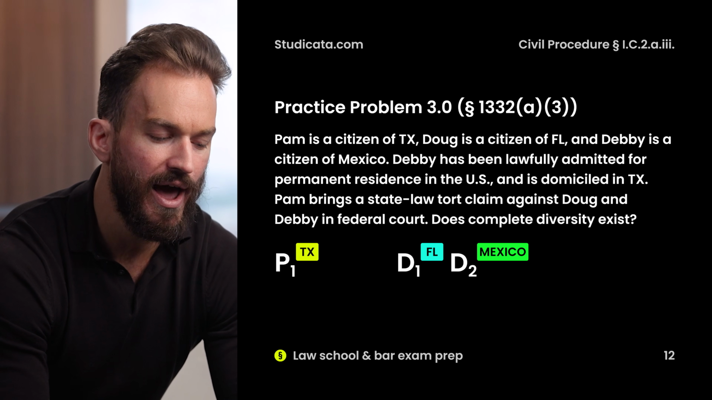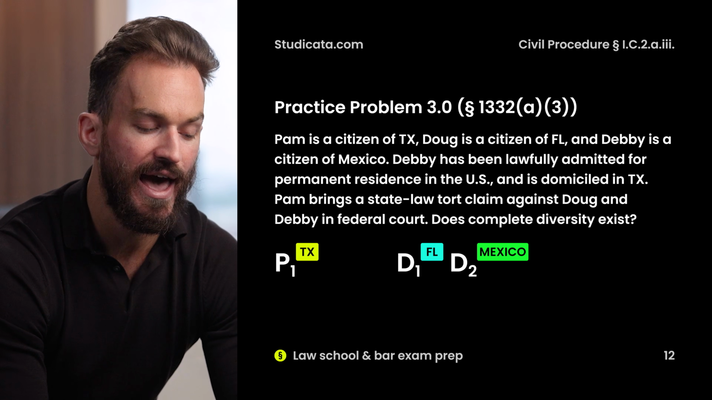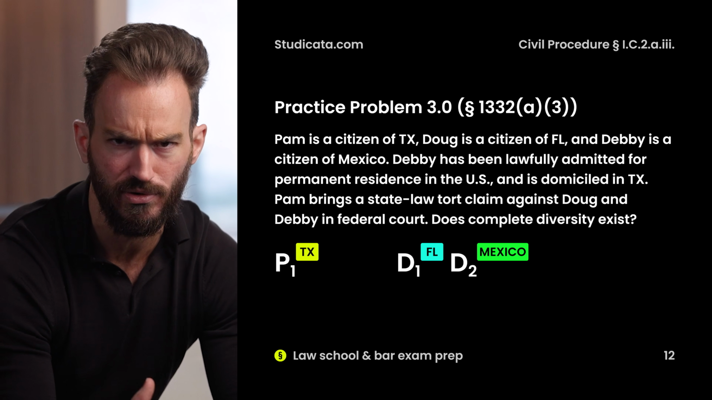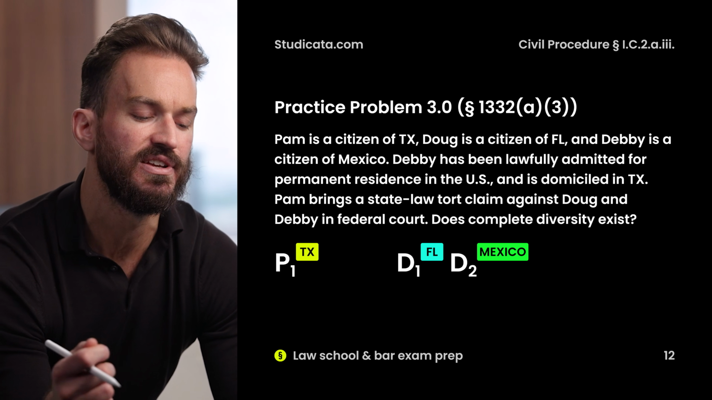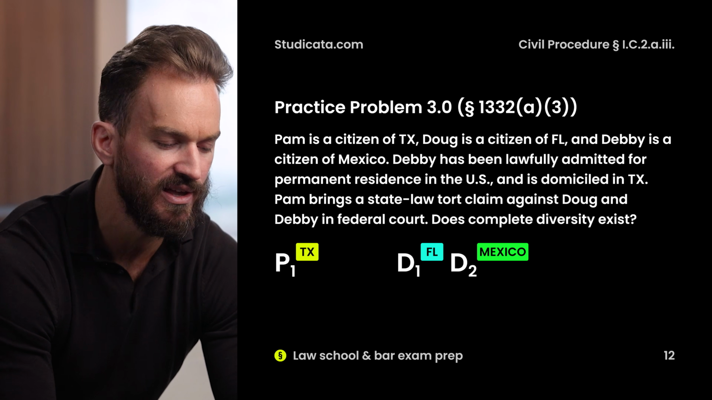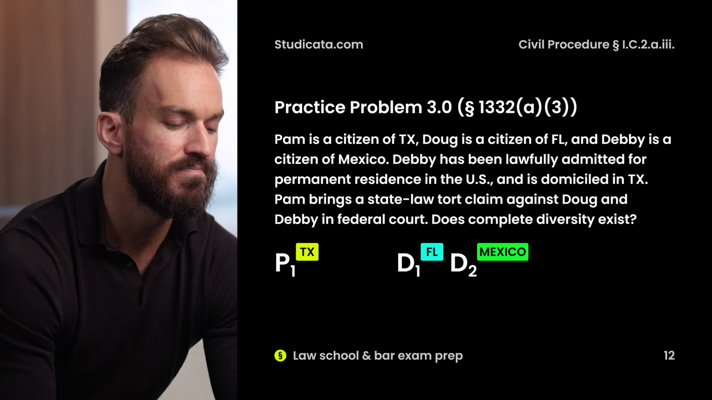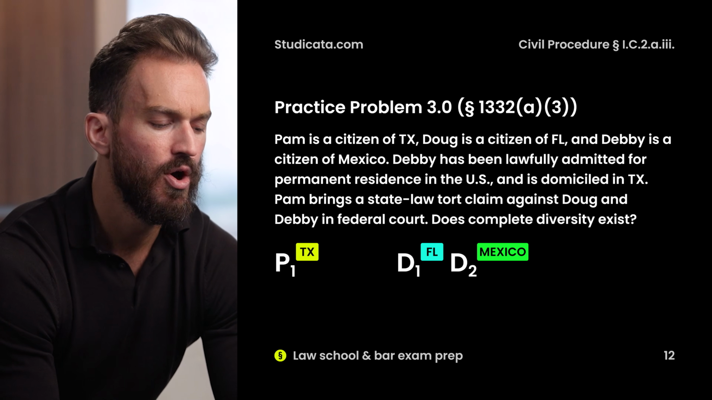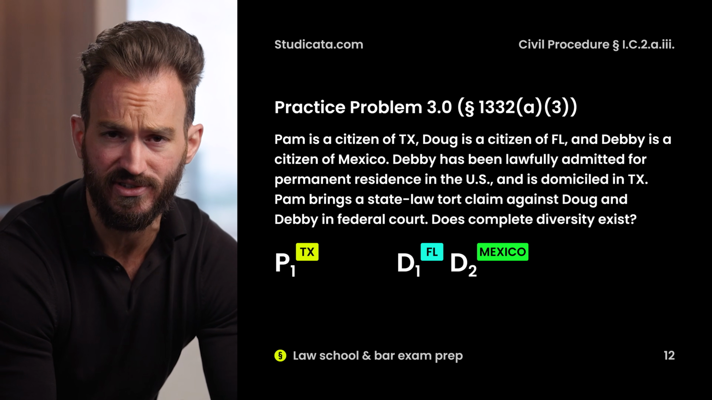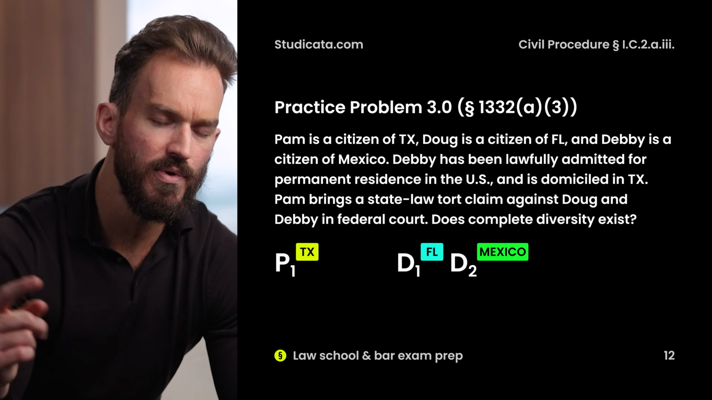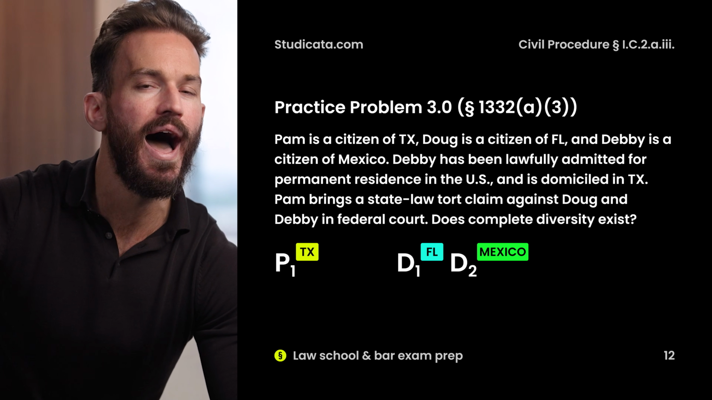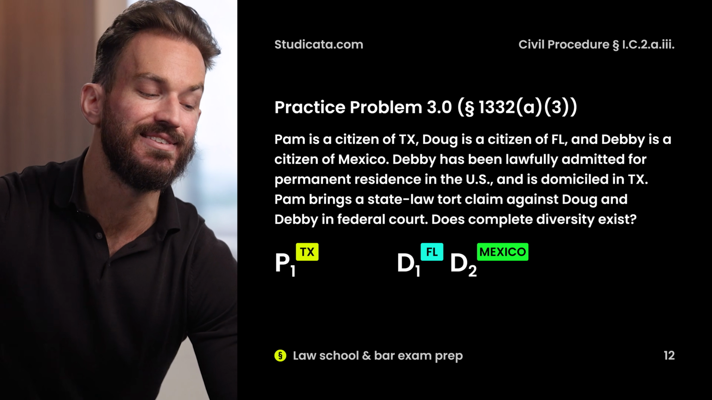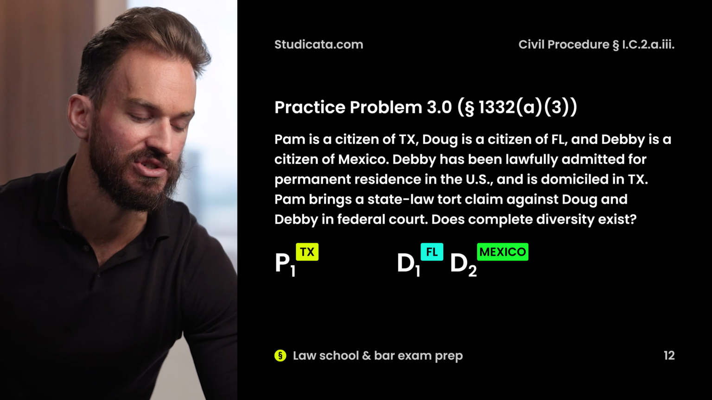We have already these two citizens from the United States who are going to be suing each other, right? We have a citizen of Texas and we have a citizen of Florida. Pam, we know, is going to be our plaintiff. Doug's going to be our defendant. Pam is going to be suing Doug. So we have two U.S. citizens from different states suing each other. And then we have this third wheel, Debbie, who's from Mexico. That's what we mean by the foreign party is an additional party. It's like that third wheel situation.